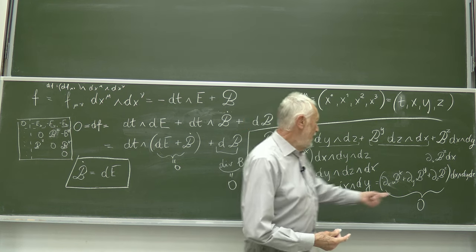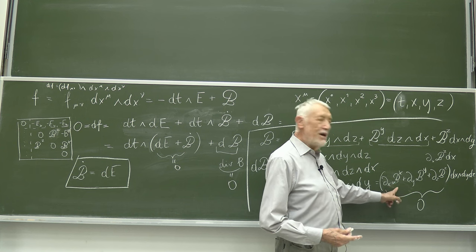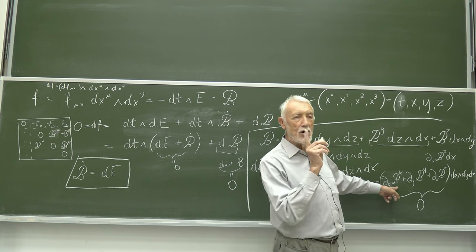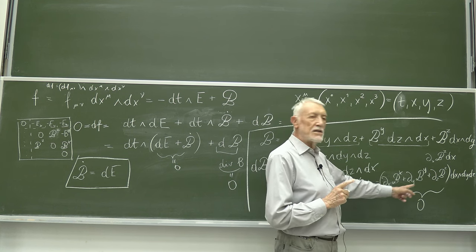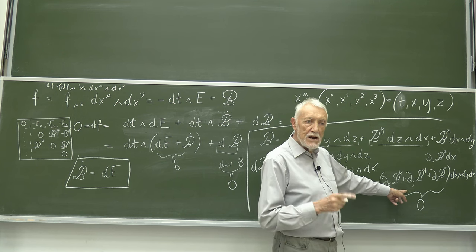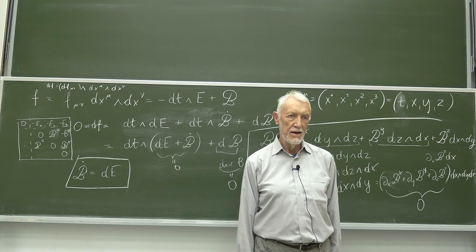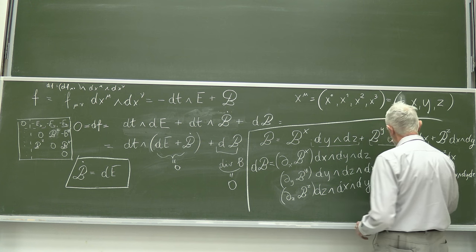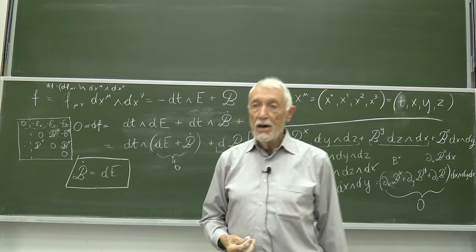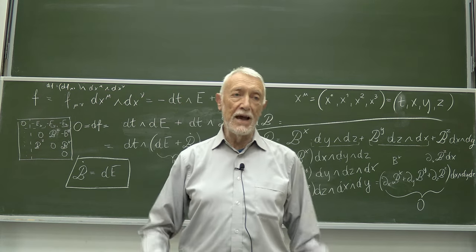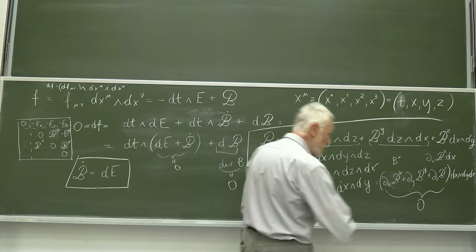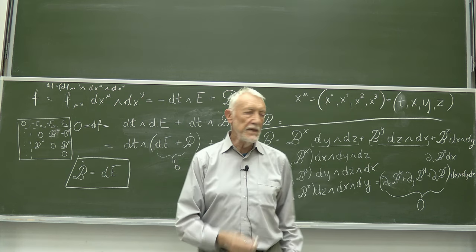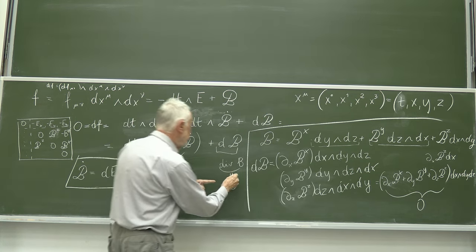What is the superiority of writing here B script instead of B capital? The superiority of this formula is that this is true in any curvilinear system of coordinates. Whereas if I put here only vectors, then it is true only in Cartesian coordinates. But this formula is universal. Okay, so you see that indeed this is equal to zero.